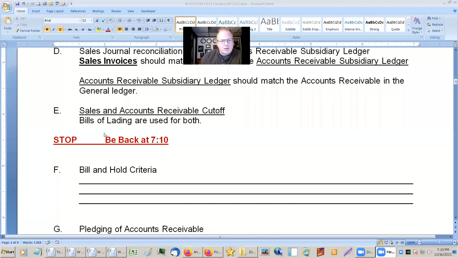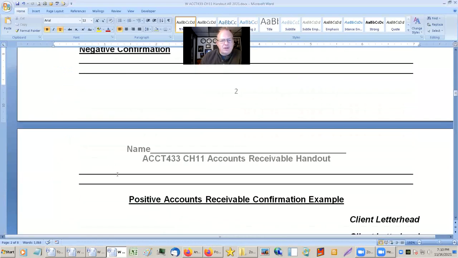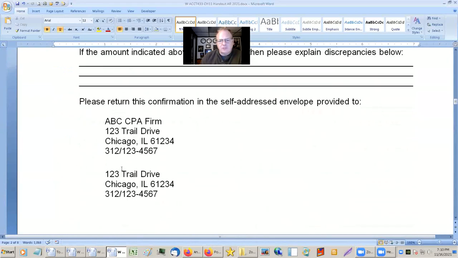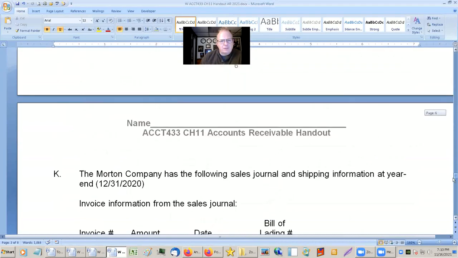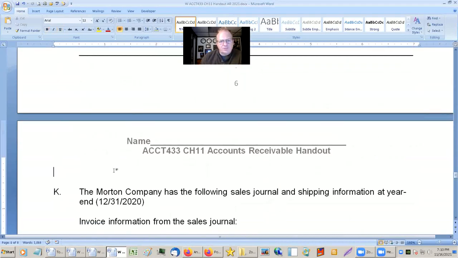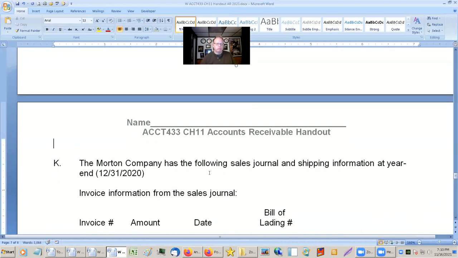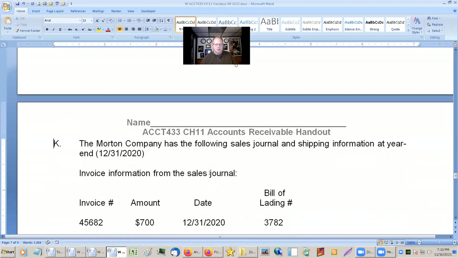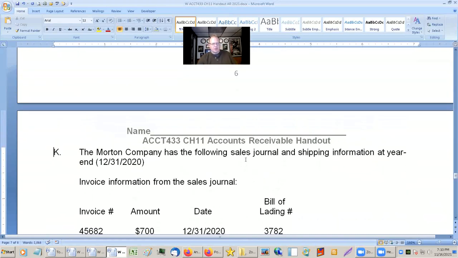Okay, it's 8 o'clock, so we should probably get going. I think I'm going to jump ahead in the handout. We'll do this other stuff later. Let's go to page 6. No wait, this is page 7, I'm sorry.